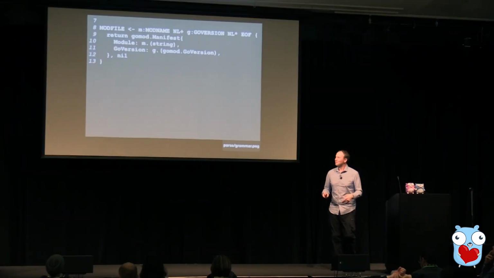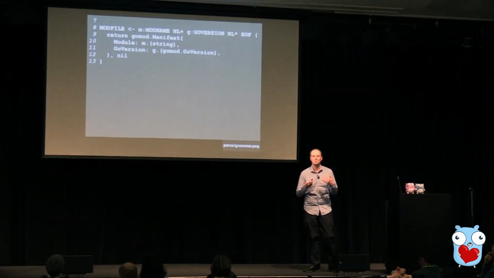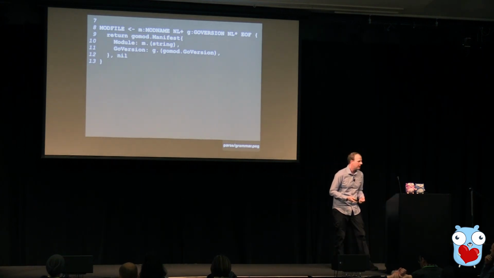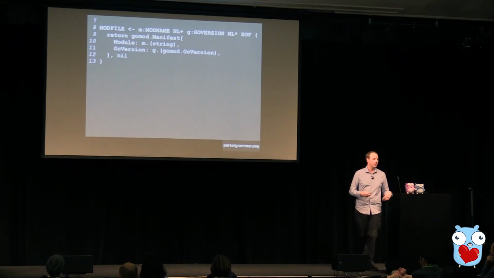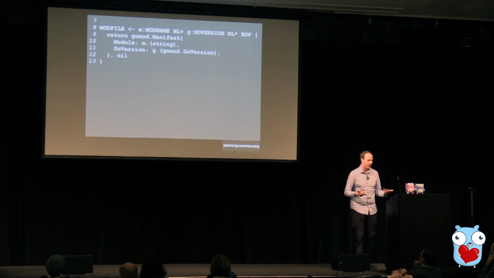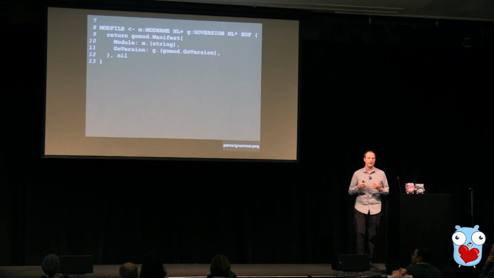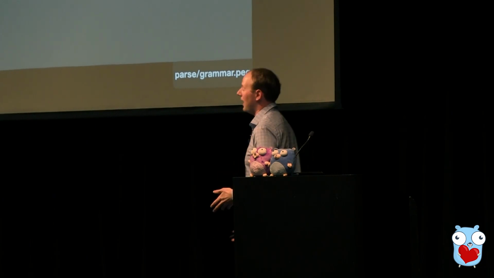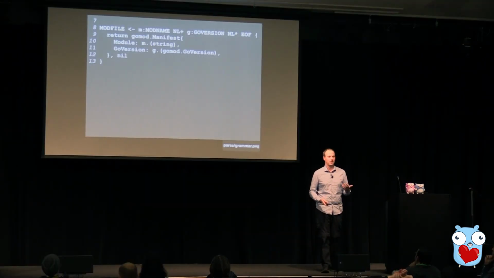So now we have to do this for real. What we can do is break up this mod file rule into several constituent pieces. So we'll say now that a mod file is composed of a few different rules. It has a mod name, which is the module name. It has some new lines, and it also has a Go version followed by some more new lines and an EOF. And you'll notice that we can assign variables from the result of those rules, and we can use that as we're building up this struct that we're returning.